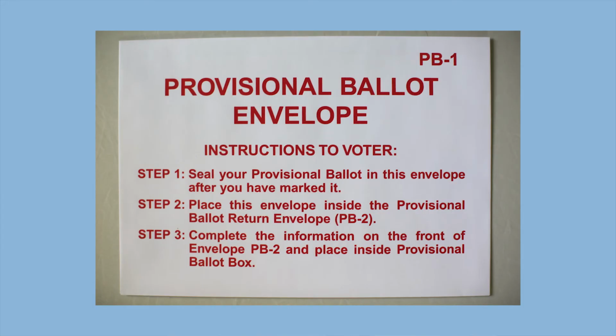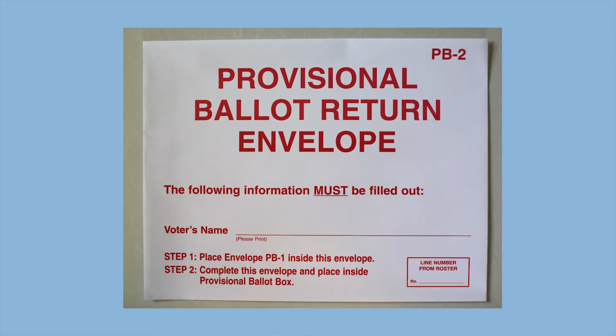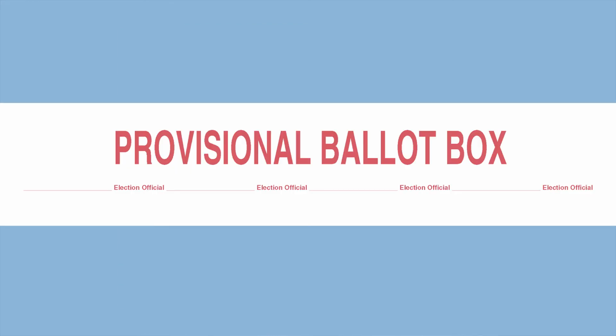Once the form is completed, the voter takes their ballot, marking device, envelope 1, envelope 2 to the voting area. Once they mark their ballot, they are instructed on the envelope to place that ballot into envelope number 1 as a secrecy envelope, then insert that into envelope 2. Envelope 2 would be deposited in the provisional ballot box, which is sealed with red seals top and bottom that clearly state provisional ballot seal.